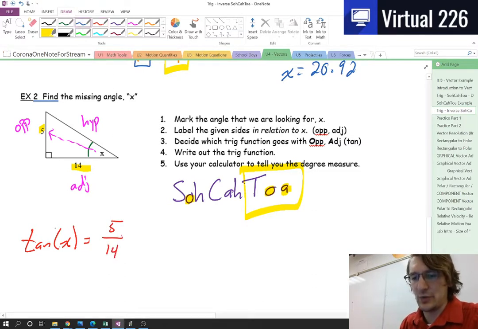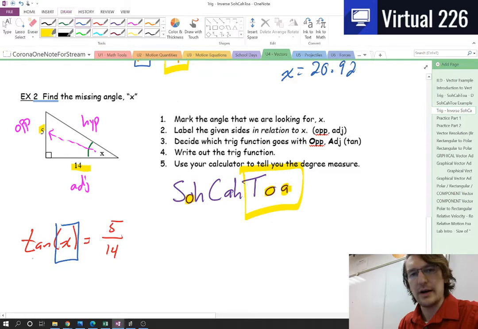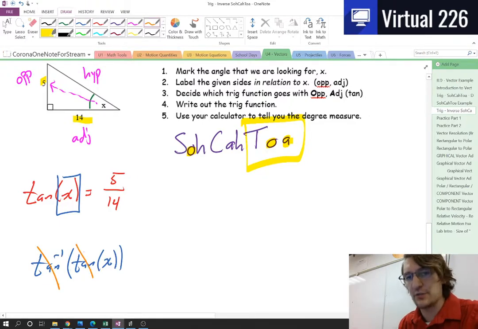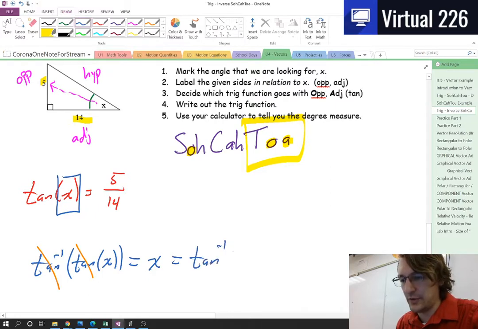And now I actually want to solve for x, so I will take the inverse tangent of 5 over 14. A little mathematical fact: what we are actually doing here is taking the inverse tangent of tangent of x. When you take the inverse function of a function, the functions work each other out, and you just get the variable that's left. So this will just equal x. And since I took the inverse function on the left, I have to do it on the right. So there's your inverse tangent, 5 over 14.